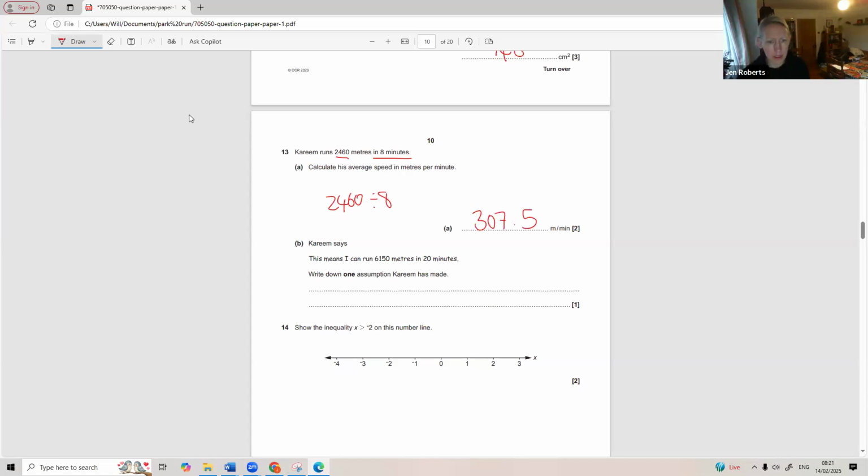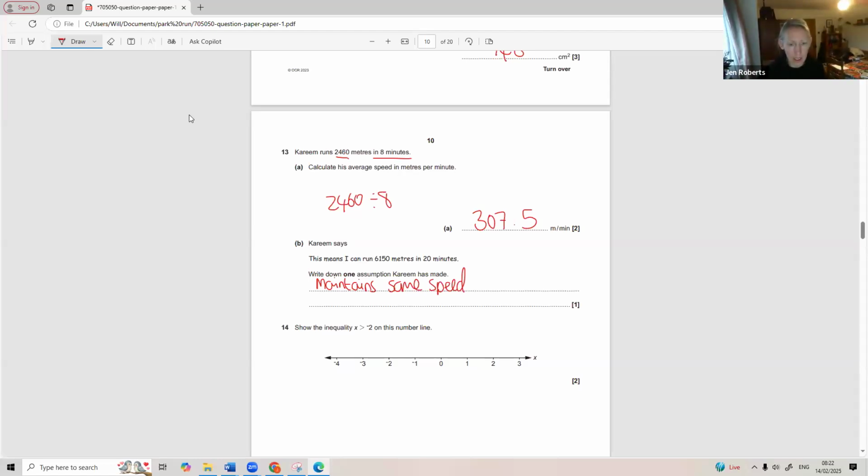Right, Kareem says this means I can run 6,150 metres in 20 minutes. Write down one assumption Kareem has made. A few different answers you could have here, but I would say that he maintains the same speed. That's what we're assuming, he maintains the same speed. Now, let's just look at the mark scheme. Could have had also no hills. He doesn't get tired. Same weather, track conditions.